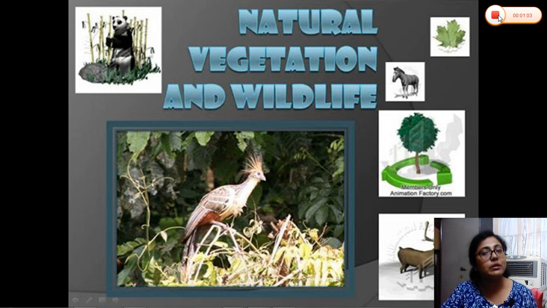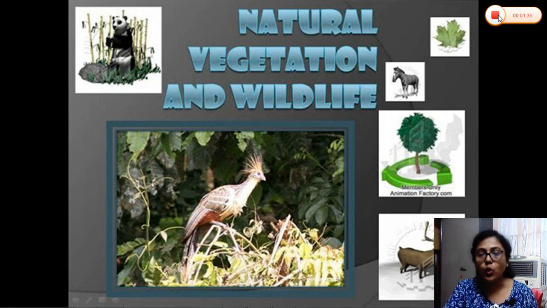Somewhere thorny bushes are found, somewhere tall trees are found, somewhere the trees shed their leaves during the dry season, somewhere mangrove vegetation is found, and somewhere coniferous, conical-shaped trees are found, like pine, firs, etc. So, why are different types of natural vegetation found in different parts of India? The reason is different factors: varied climate, topography, and soil character.